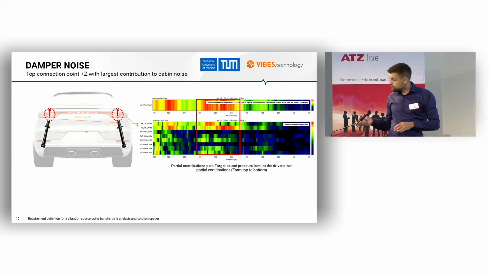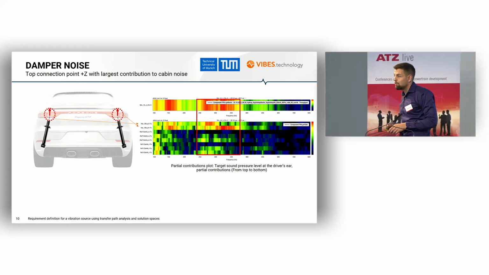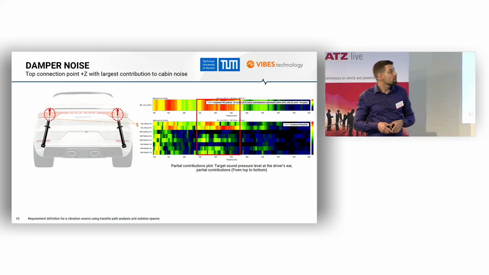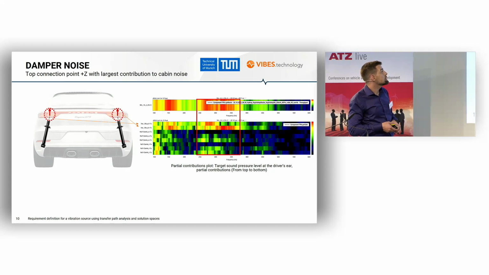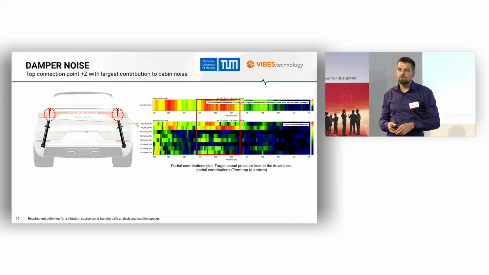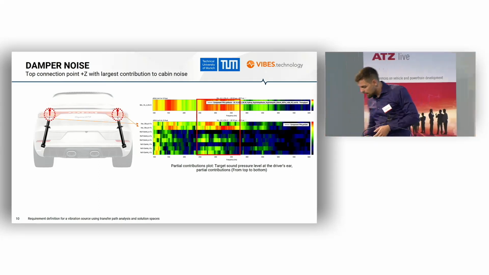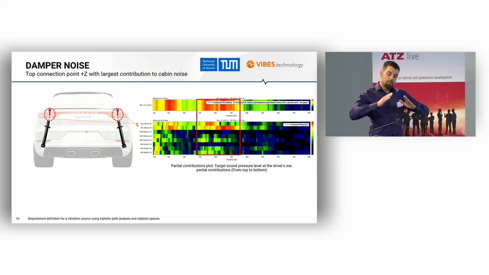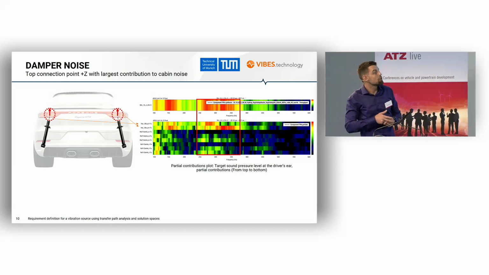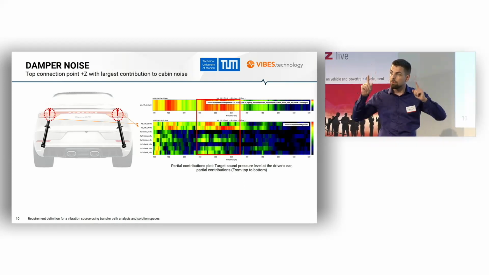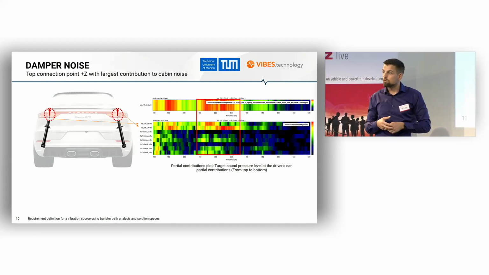So for the example, we give the floor to Mr. Xu, who's going to explain more on how to find a structured way to determine these component targets. We started with a simple example of a damper. We've worked a lot on damper rumbling noise in a project with customers. That's one example with an easy interface description, because the main contributor, as you can see on the right in a partial contribution plot, is the top connection point in the Z direction. It's basically pushing into the body and transferring this rumbling noise.